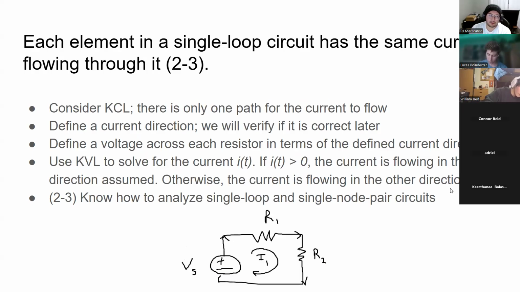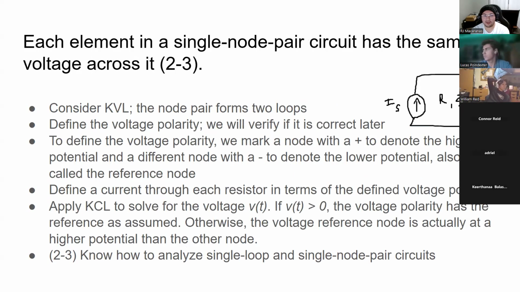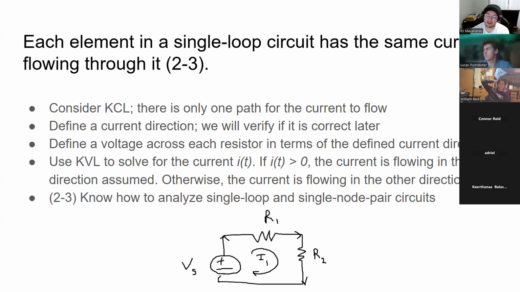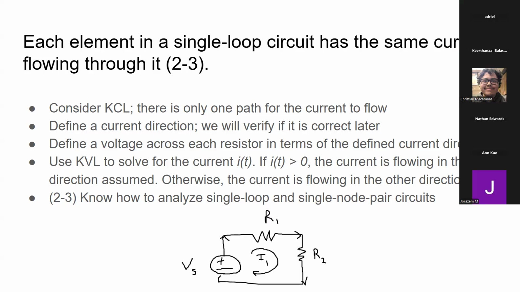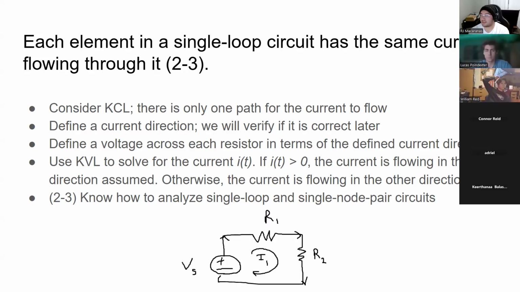All right, so now we're looking at these single loop circuits. The text does this interesting thing of defining single loop and single node pair circuits, which I actually haven't seen in any other textbooks. Christian, I don't know if you're here, but have you come across this single loop circuit definition? There's a whole section of the book on this. Kind of interesting.